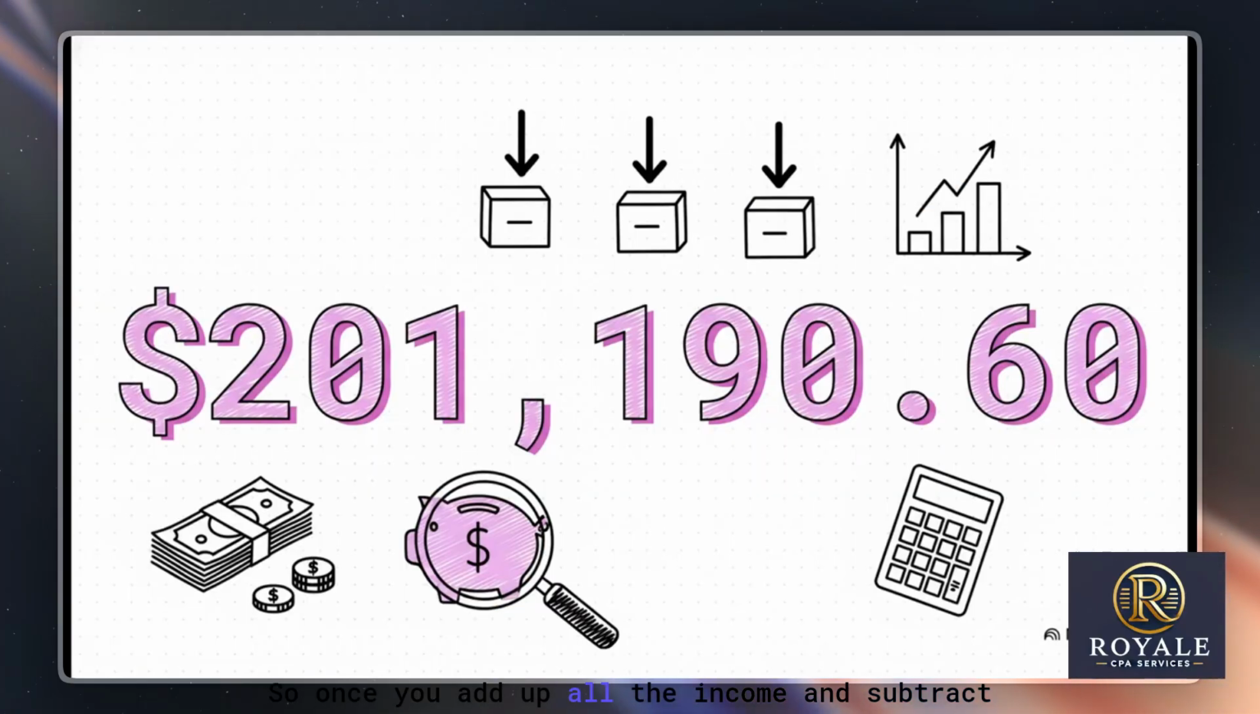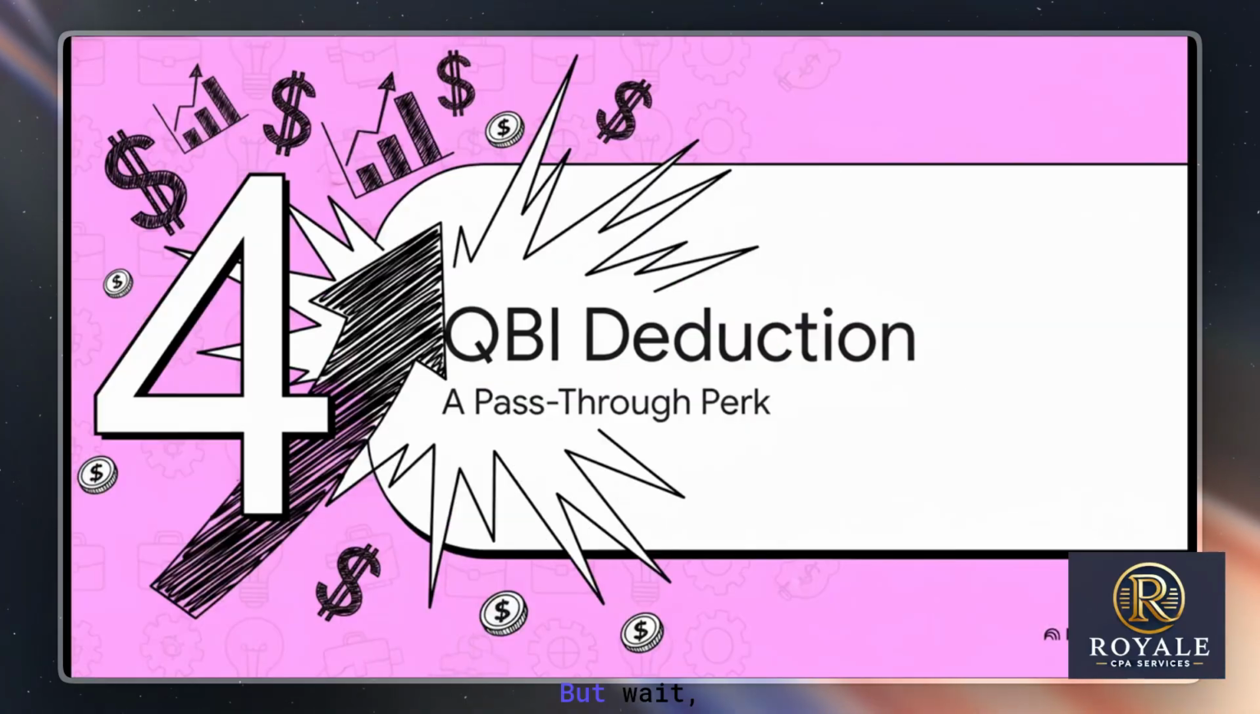So, once you add up all the income and subtract those key deductions, you get the household's adjusted gross income. For the Nkrumahs, that's just over $201,000. This right here is our new key number for figuring out their income tax. But wait, there's more. We are not done with deductions yet.